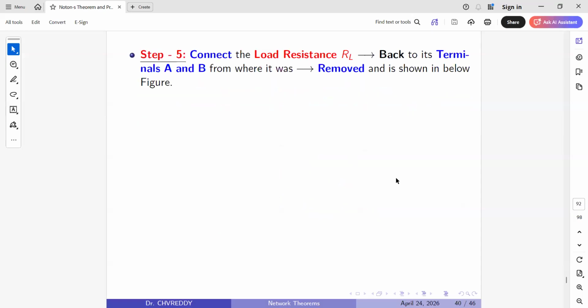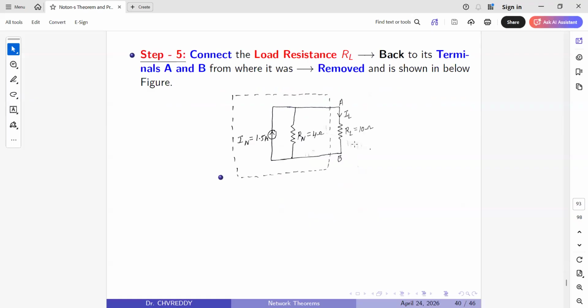So in step 5, here I am connecting the load resistance back to its original position. From where I removed it, there I am connecting. I removed the load resistance initially from the AB terminal. That same resistor I am connecting back. So that is shown here. The load resistance RL I am connecting back to its AB terminal only.